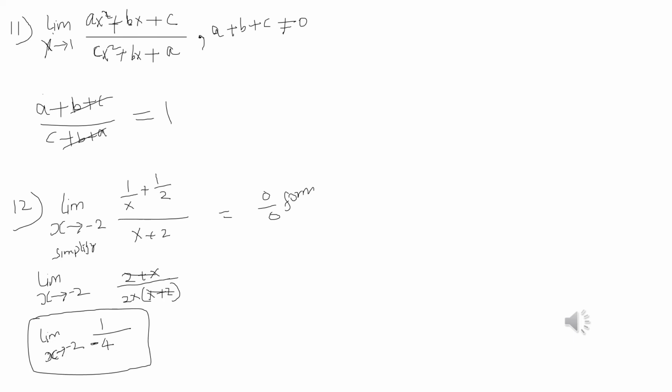Question number 12 says: limit x approaches -2 of the function (1/x + 1/2) divided by (x + 2). Directly substituting x = -2 gives a 0 by 0 form, so we need to simplify the equation. By taking the LCM for the numerator, the expression transforms into (2 + x) divided by 2x times (x + 2). Once it reduces to this, you directly substitute x = -2.